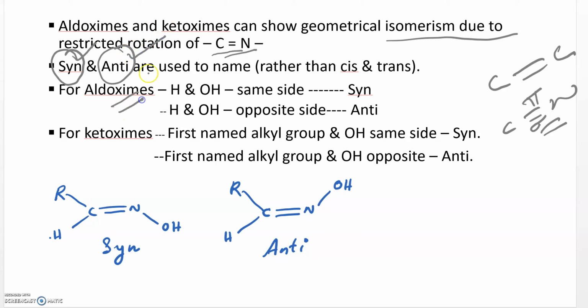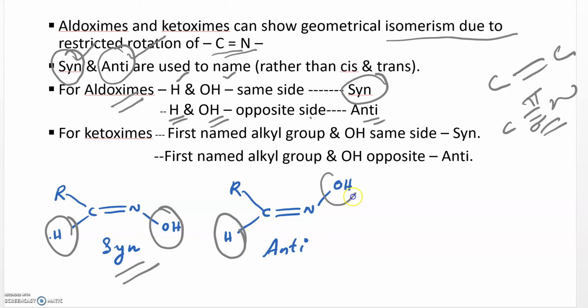For aldoximes, H and OH on the same side is called syn. When H and OH are on the opposite side, it is called anti. For example, in this aldoxime, H and OH are on the same side. It is called the syn isomer. And in this other aldoxime, H and OH are on the opposite side.